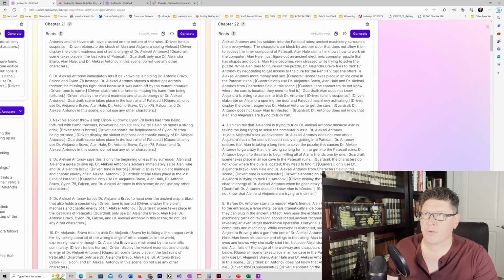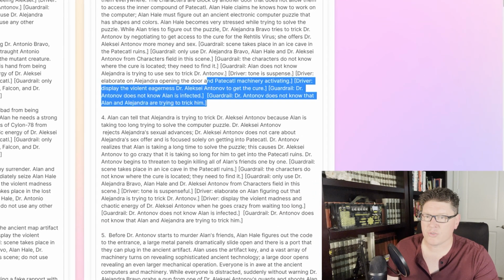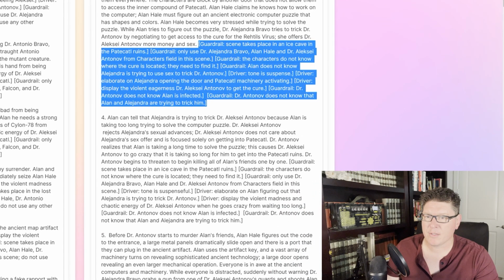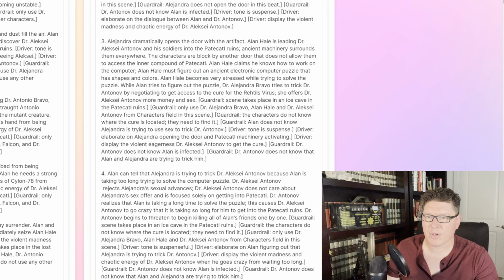So I had to go back through. I had a lot more guardrails and drivers. And you can see right here on this one, I got 1, 2, 3, 4 guardrails. Then I got drivers. I got 1, 2, 3. Oh, there's 2 more guardrails right there. So I had to go through and add all these guardrails and all these drivers.